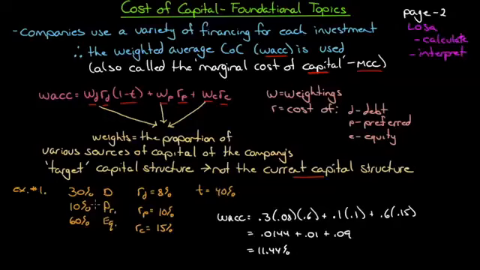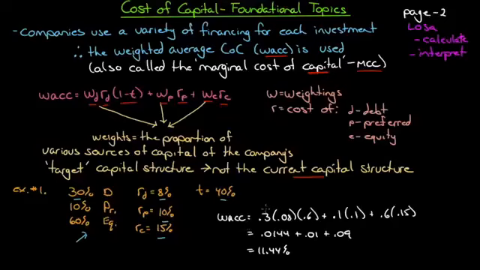Let's say that a company has this capital structure. 30% of their capital is debt, 10% is preferred, and 60% is equity. Required rate of return from current capital holders: debt 8%, preferred is 10%, equity is 15%. They have a 40% tax rate.